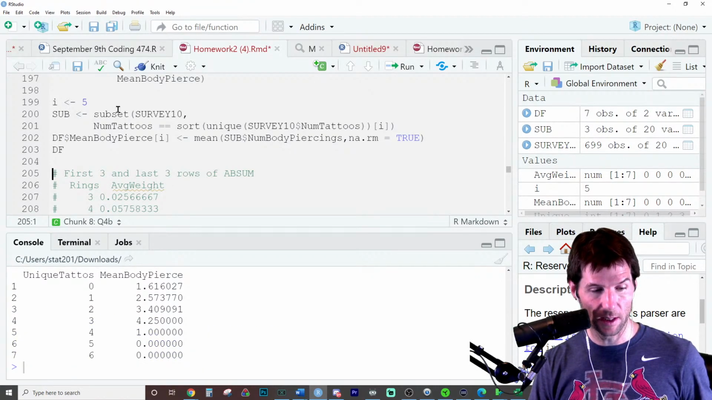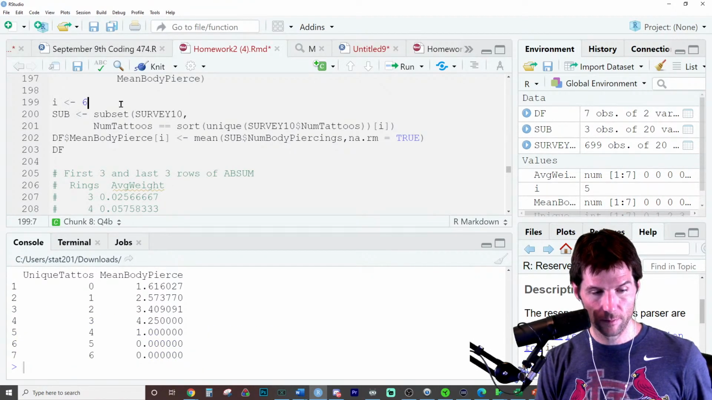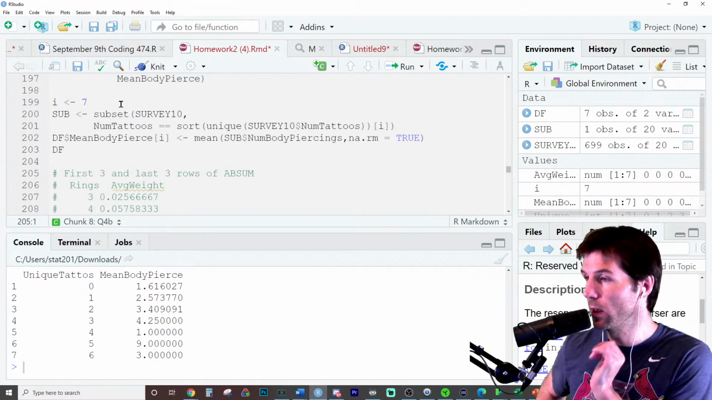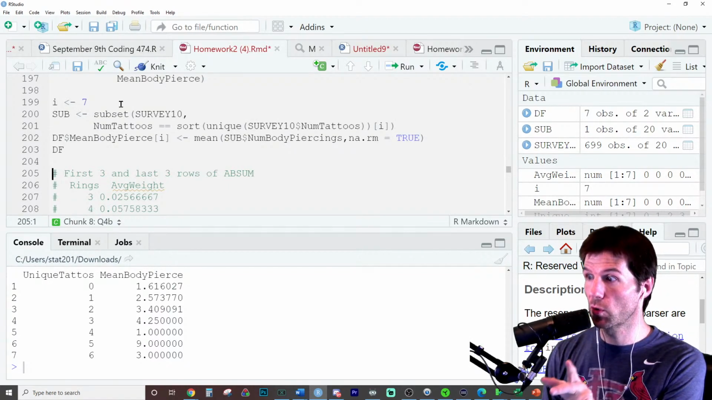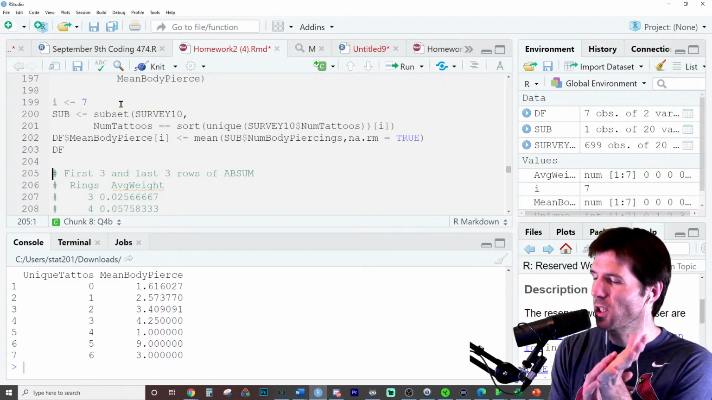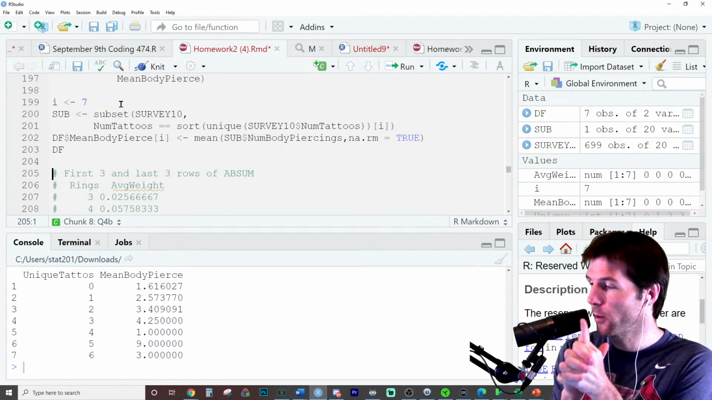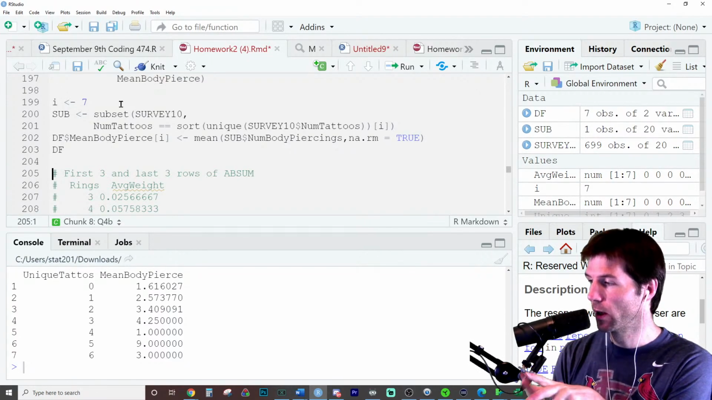Oh, did I skip one? No, I didn't skip one. We need to do it for each unique value, exactly. And then we want to do it for the sorted unique value, so it goes through 0. Actually, the way we wrote this, we could do it out of order.